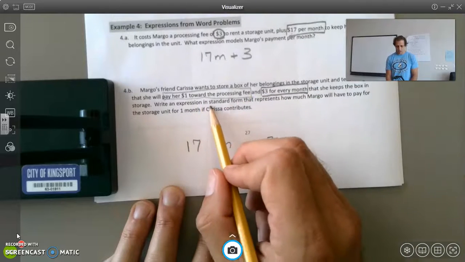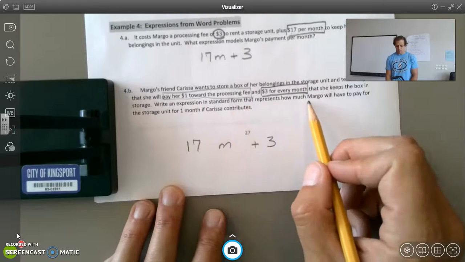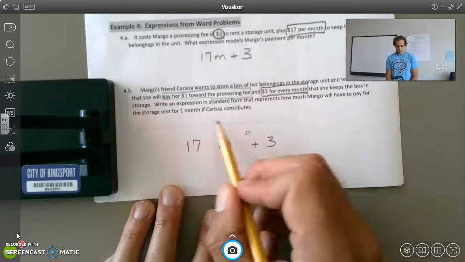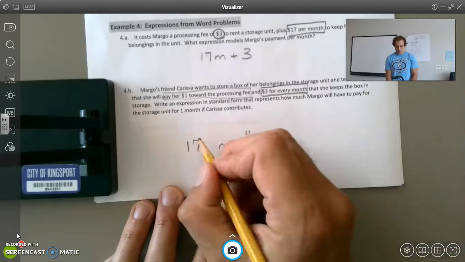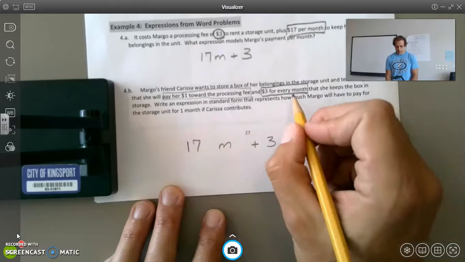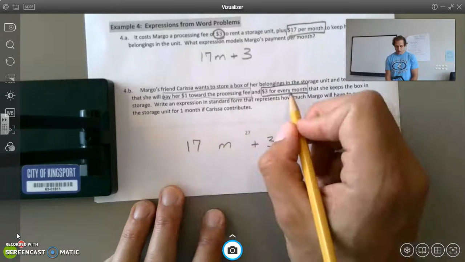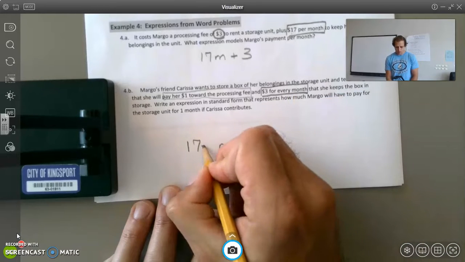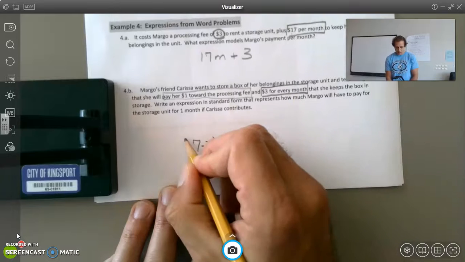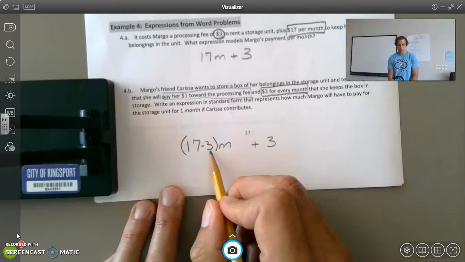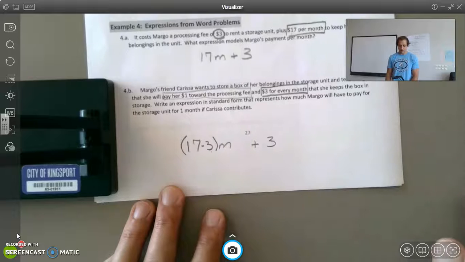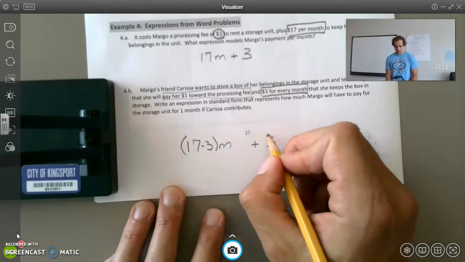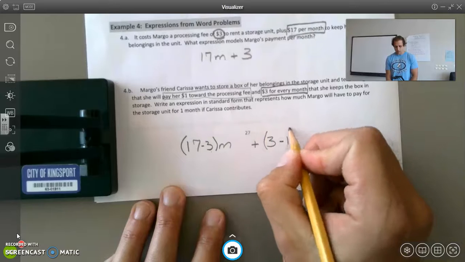Write an expression in standard form that represents how much Margot will have to pay for the storage unit for 1 month if Carissa contributes. So 17 was the cost per month. Carissa will pay 3 of that. So 17 minus 3, because Carissa is paying 3 per month, and it costs 17 per month. And she said she'd give her $1 towards the processing fee, so I'm going to come over here and I'm going to subtract $1 from the processing fee.